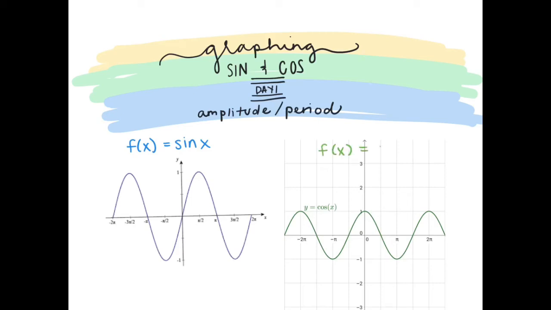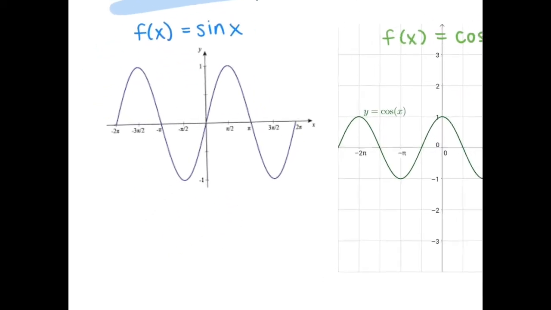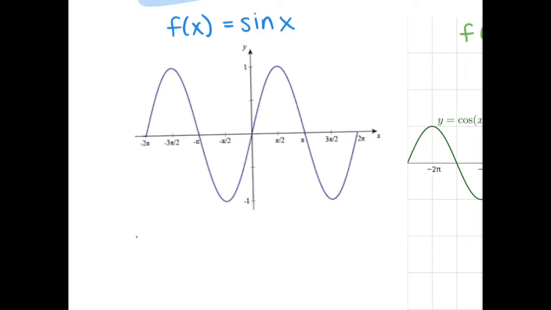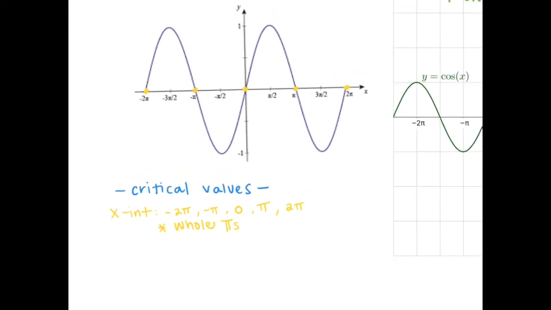Before we can focus on amplitude and period, we first need to look at the parent functions for sine and cosine. Those parent functions are going to have some critical points. The first critical point that I'd like to highlight inside of a sine function are the x-intercepts. They're at the whole pi's: negative 2 pi, negative pi, 0, pi, and 2 pi. Notice that we are dealing in radian mode. You're going to see radians this whole time. Again, those x-intercepts are in what we call whole pi's.